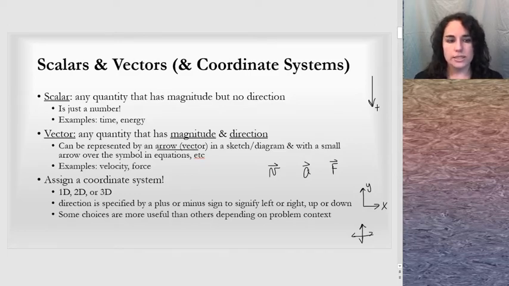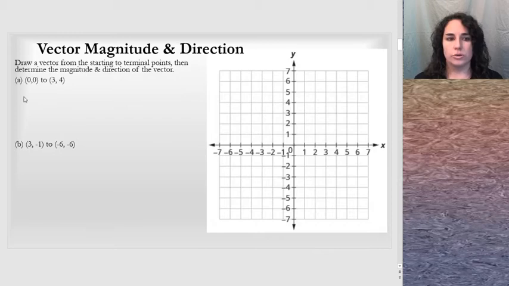Okay, so let's think about representing vectors in a coordinate system. Draw a vector from the starting to terminal points, then determine the magnitude and direction of the vector. Okay, so in this situation, we have 0, 0 to 3, 4. So I'm going to draw those 2 points on here, 0, 0, 3, 4. This is the point I had a little bit earlier. And I can draw a vector connecting those 2 points. I'll just go like that. I'm going to call this vector R.